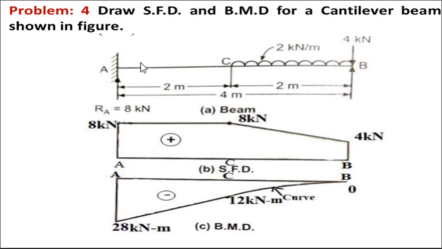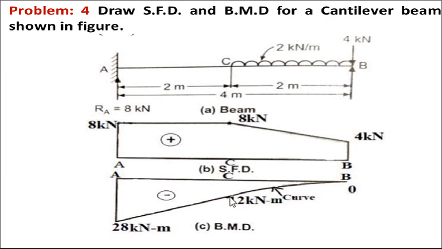Move upward, no load from A to C, horizontal line. Then there is UDL, plus 8 minus 2 into 4, you will reach 4. And here there is a point load 4, you come to downward direction. Similarly, take moment from 4 into C. Moment at C point will be what? 4 into 2, 8 minus 2 into 2, 4.